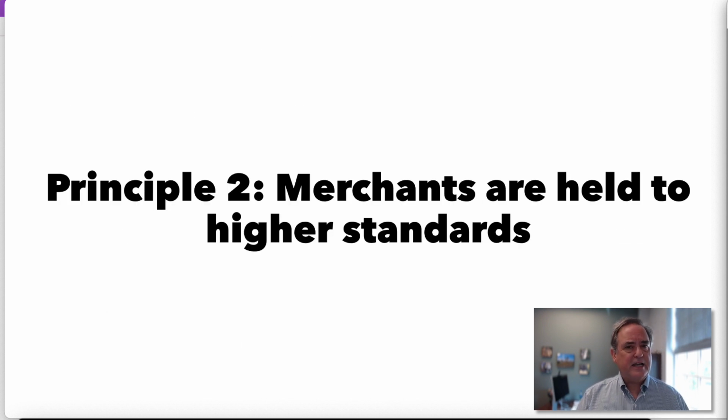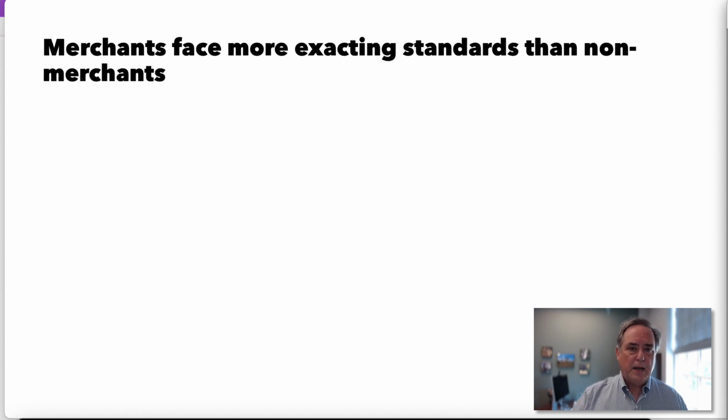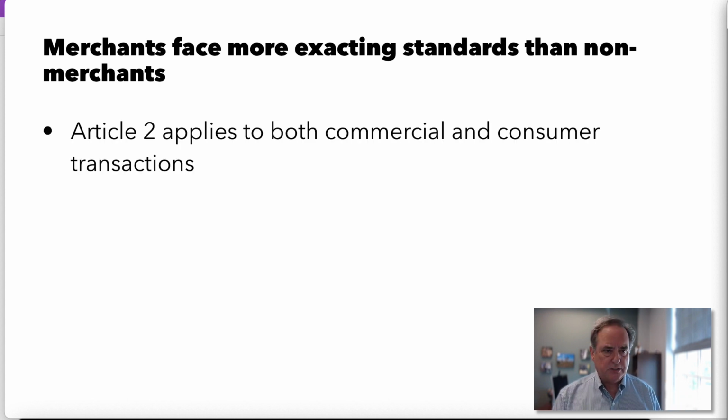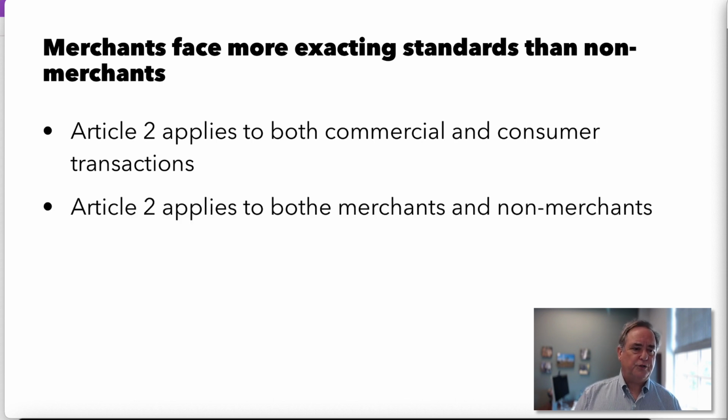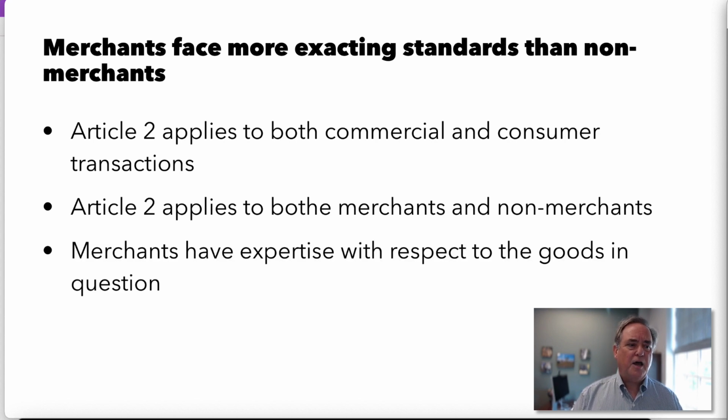Now, the second foundational principle is that merchants are held to a higher standard. Article 2 applies higher standards to merchants over non-merchants. Now, Article 2 does apply to both commercial and consumer transactions, meaning whether you are purchasing a product for resale in your business or you're purchasing a product for your personal, family, or household use. And Article 2 applies to both merchants and non-merchants.